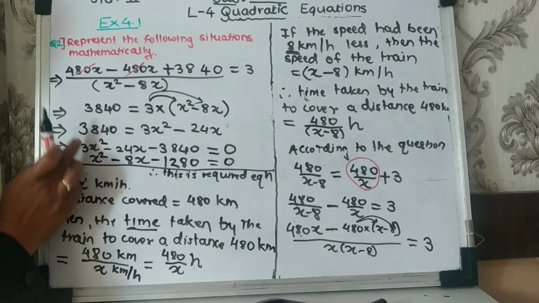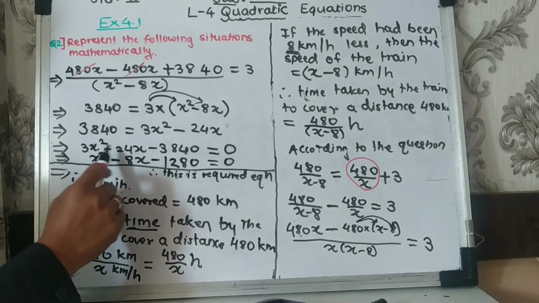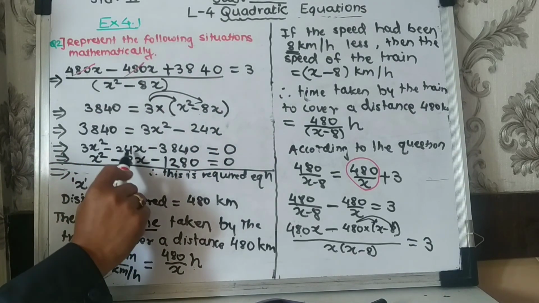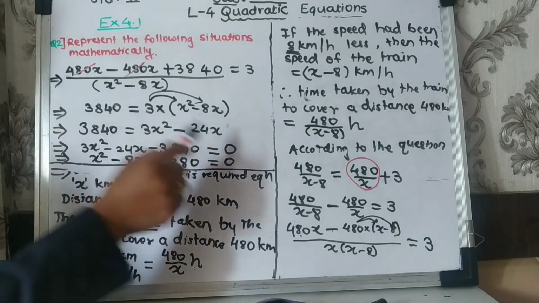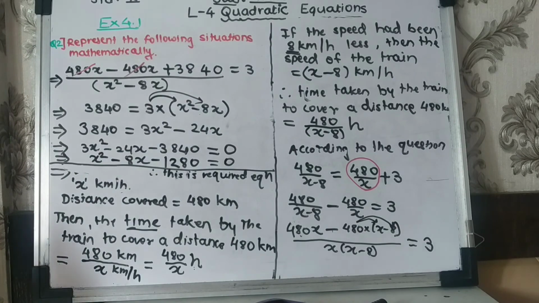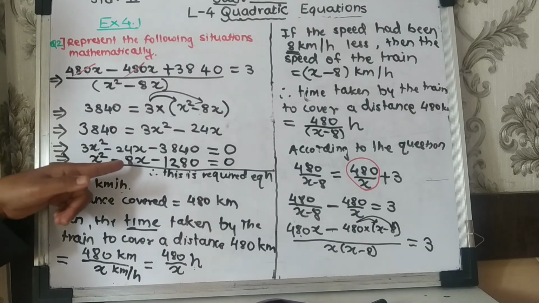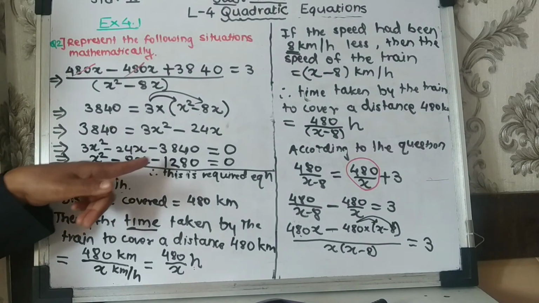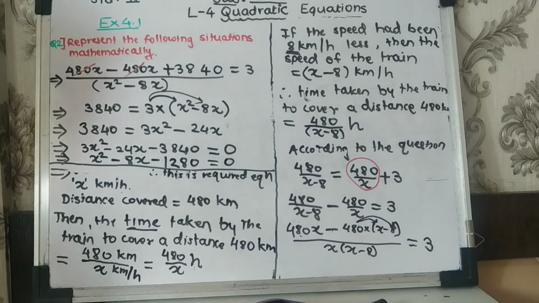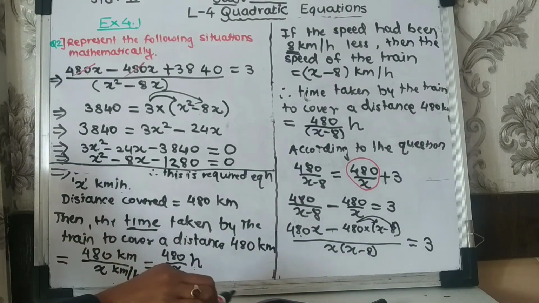Now this 3840 we will shift towards the right side. So we have got 3x square minus 24x minus 3840, and here equals to 0 remains. So we have written 0. Now each and every term is a multiple of 3. That's why we have divided by 3 over here. And after division, we have got x square minus 8x minus 1280 equals to 0. This is the required equation. I hope now you have understood the sum.